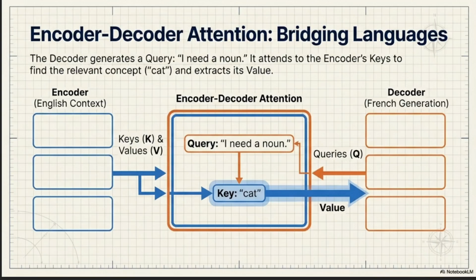Okay, now this is the bridge between understanding and generation, the encoder-decoder attention. Here the query comes from the decoder. For example, I have generated le and I need a noun. The keys and the values come from the encoder, to give the complete understanding of the English sentence, for example, the black cat. This allows the decoder to focus on the specific part of the English input that is relevant right now, focusing on cat to generate chat, bridging the two languages.